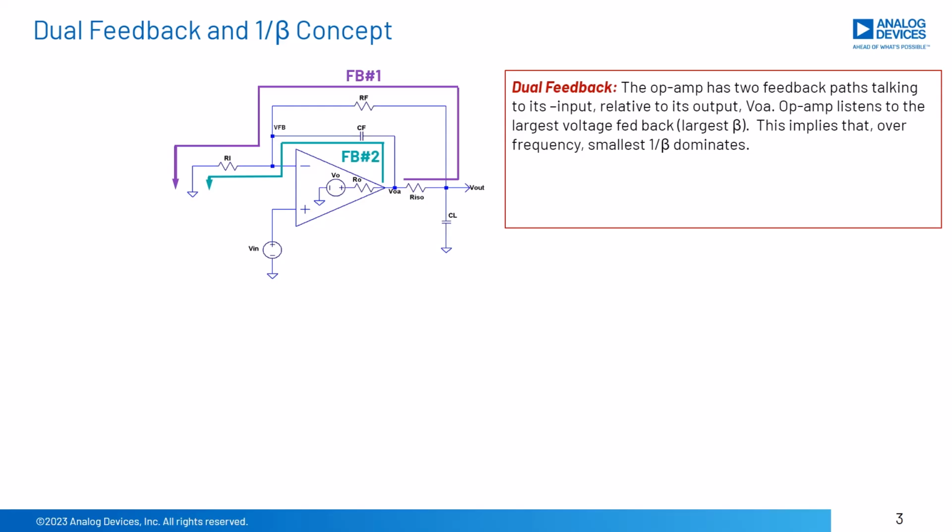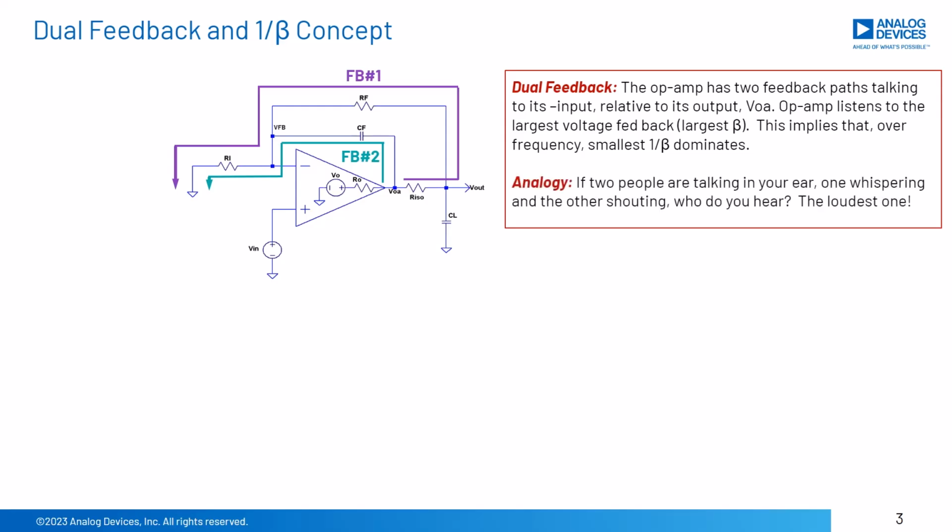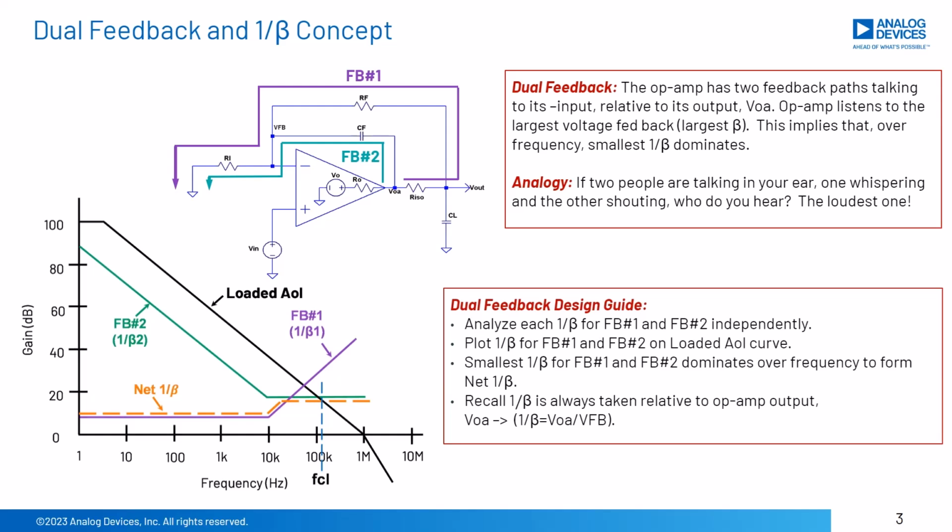An easy analogy to remember this is that if two people are talking in your ear, one whispering and the other shouting, which one do you hear? You will hear the shouting person, which is analogous to the largest beta, or smallest 1/beta, at any given frequency. The dual feedback design guide shown here provides a simple and intuitive graphic method of plotting each 1/beta to see the expected net 1/beta.